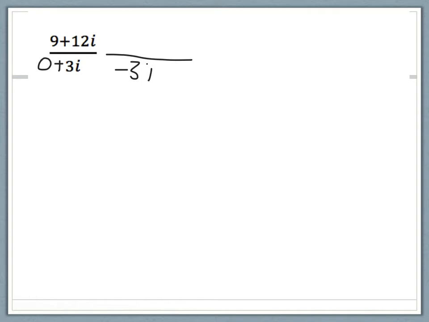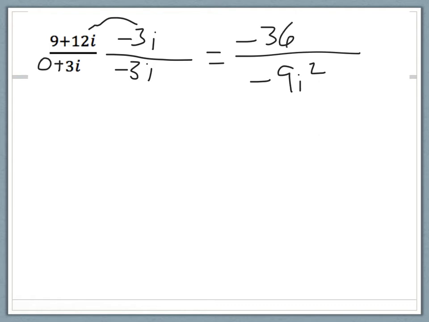Now let's multiply the top by that same thing. All right. Now, let's multiply the bottom. 3i times -3i, that's going to give me -9i squared. Now at the top, -3 times 12i is -36i squared. -3 times 9 gives me -27i.